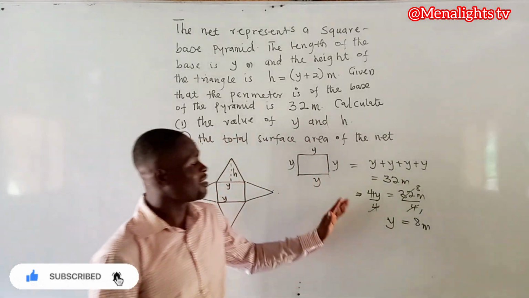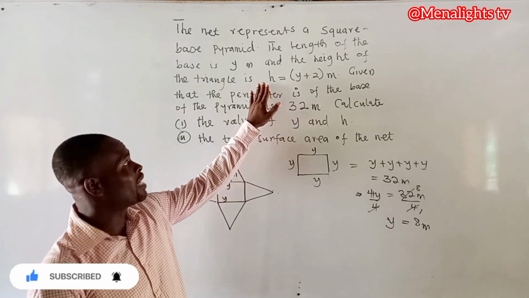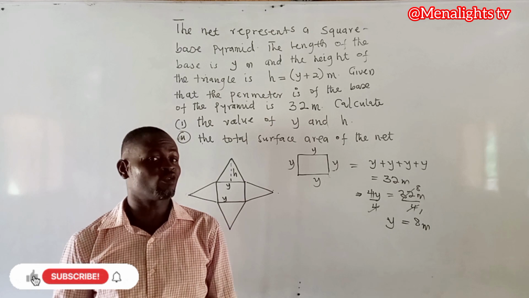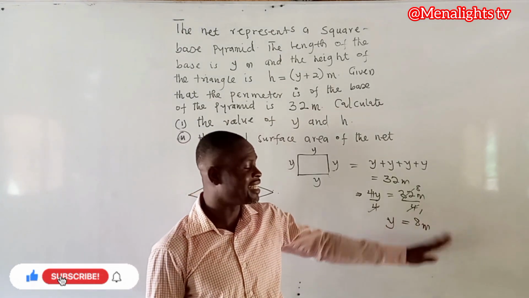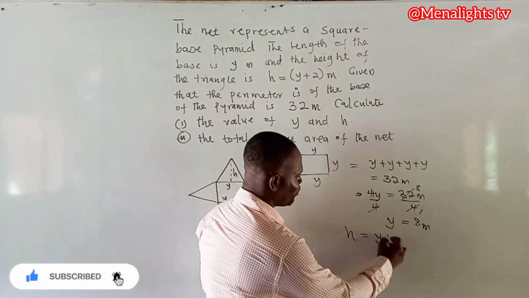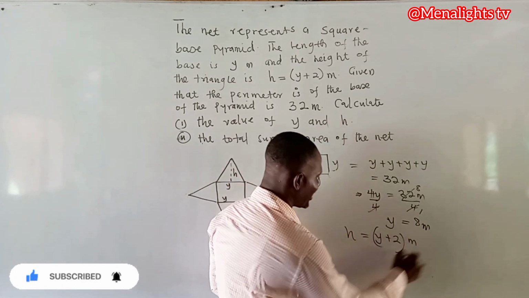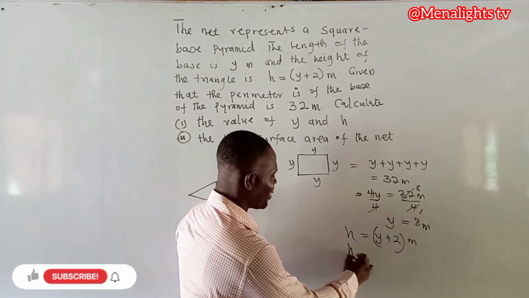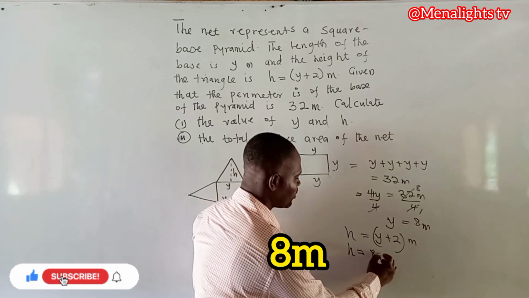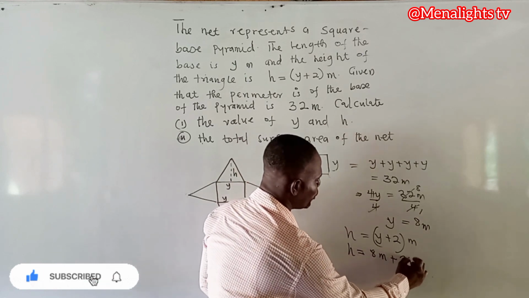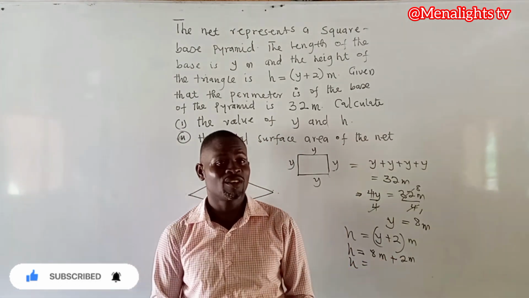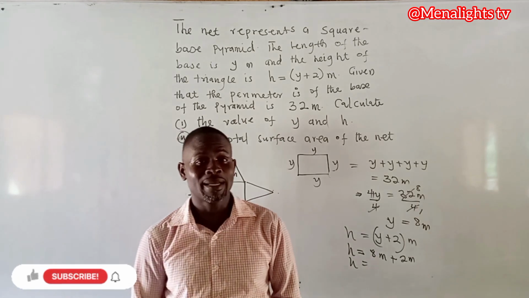When you look at the question, we know that h is equal to y plus 2 meters. We have our y, which is 8 meters. So h is equal to 8 meters plus 2 meters, which will give us 10 meters.